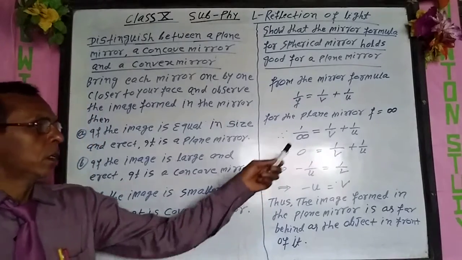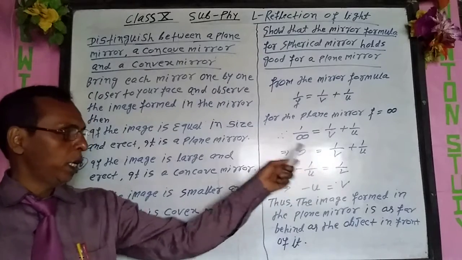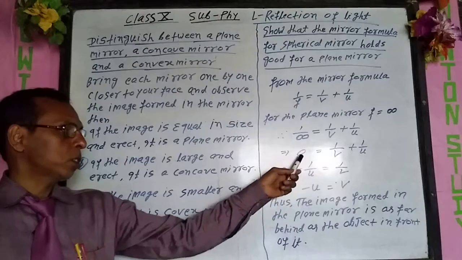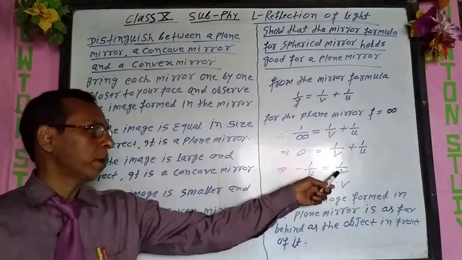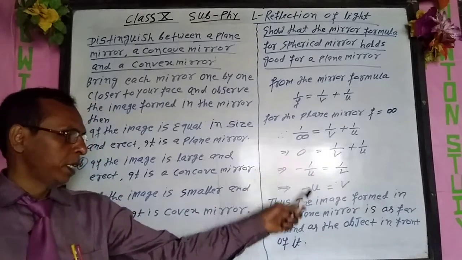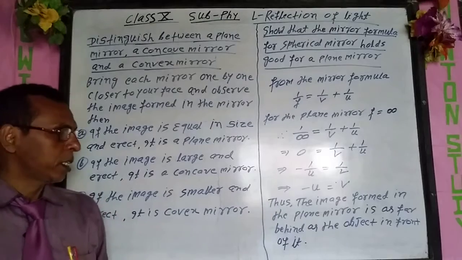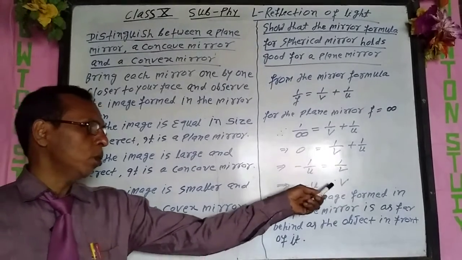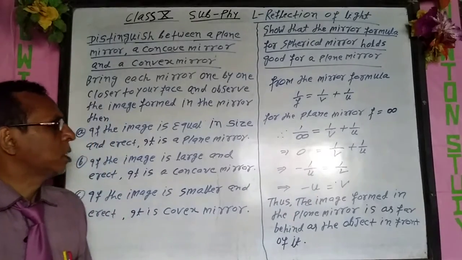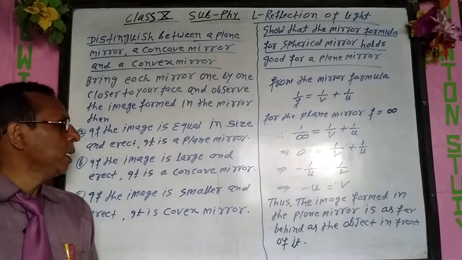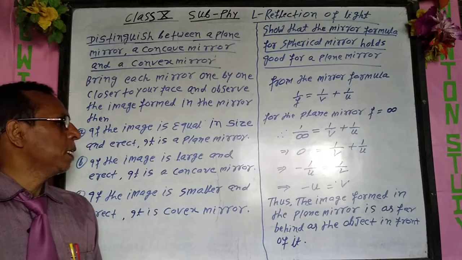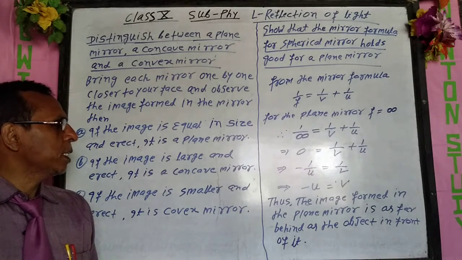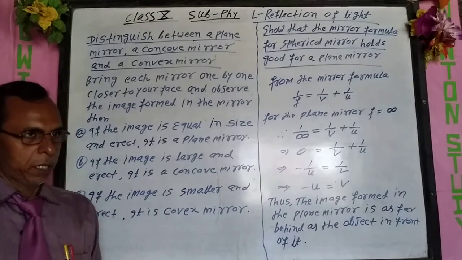We take 1 by u to the left side. We find, next step, minus 1 by u is equal to 1 by v. By cross multiplication we get, next step, minus u is equal to v. Thus, the image formed in the plane mirror is as far behind as the object in front of it.